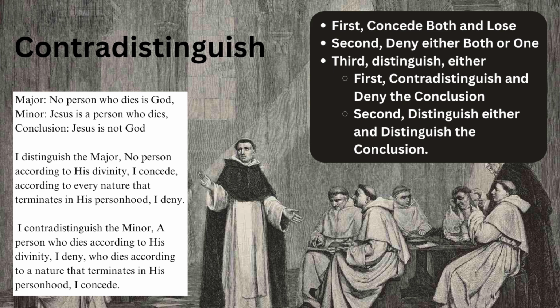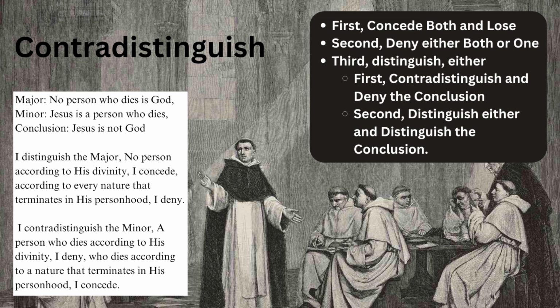No person who dies is God, but Jesus is a person who dies, therefore Jesus is God. First, we could contradistinguish this, which is the better option. We would say, no person who dies is God, I distinguish. No person according to his divinity, I concede. According to every nature that terminates in his personhood, I deny. Jesus is a person who dies, I contradistinguish. A person who dies according to his divinity, I deny. A person who dies according to a nature that terminates in his personhood, I concede.